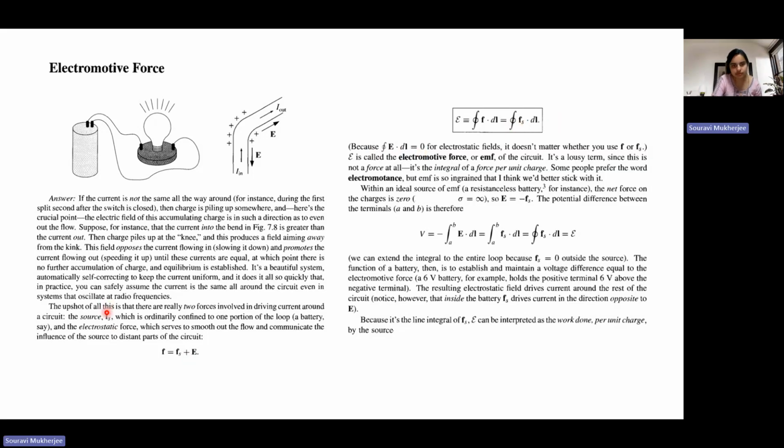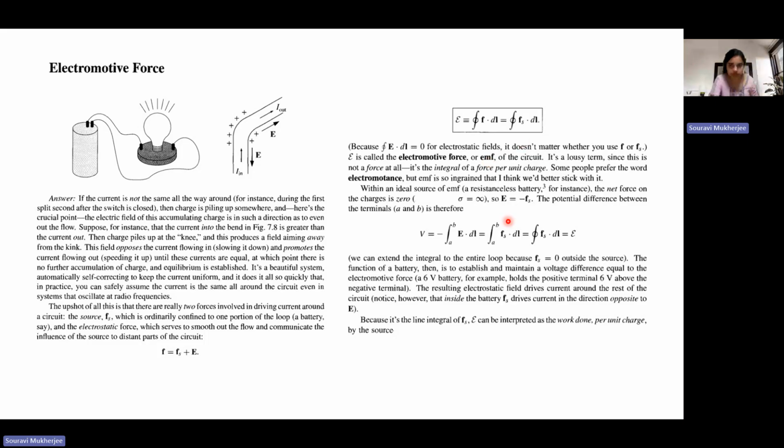So basically, you have a source which results in a current, and this force Fs which comes from the source does work as the charge moves all along this circuit, and this is the work done. This is what we call the electromotive force. So in a way, this is not a force. This is the work done by the source, and this is given by this line integral.